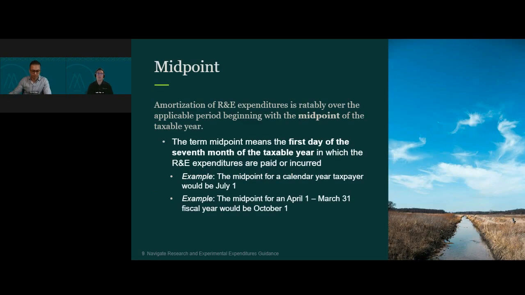So digging into what the midpoint is and how to determine it for a short year, the guidance essentially provides that the midpoint is the first day of the 7th month of the taxable year in which the R&E expenditures are paid or incurred. So for example, the midpoint for a calendar year taxpayer would be July 1, and the midpoint for an April 1st to March 31st fiscal year end would be October 1st. Now for these full 12-month year examples, it was relatively straightforward already, but again, where taxpayers had more questions and uncertainty was in relation to short taxable years.